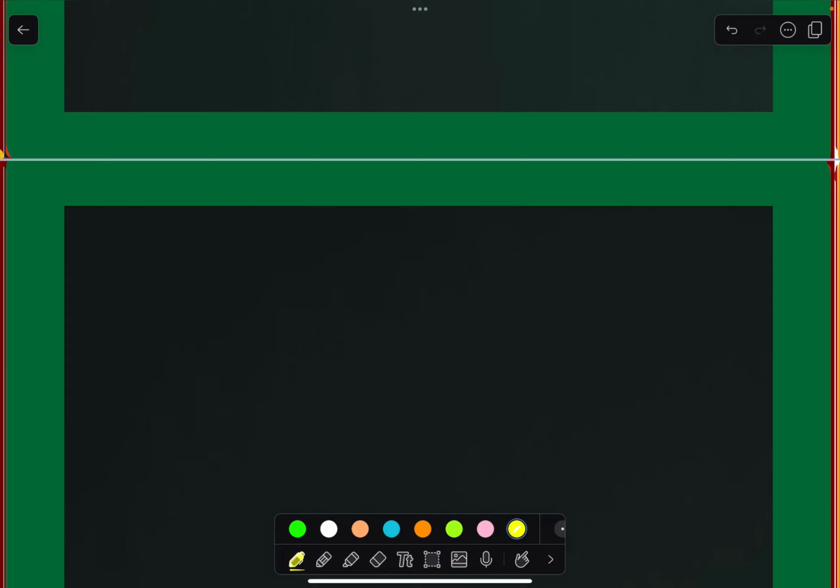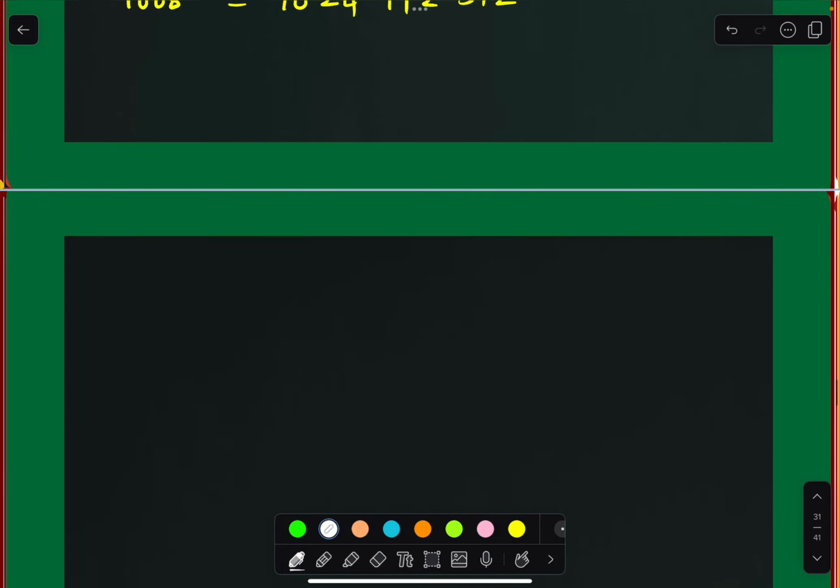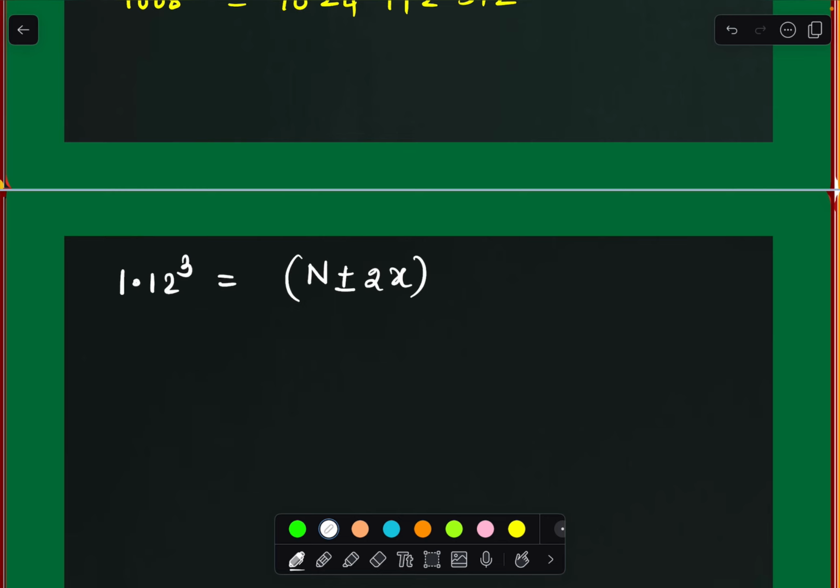Suppose I want to calculate the decimal case also, it is very simple. We'll see that. Suppose I want to calculate 1.12 whole cube. Now see this one also according to the formula concept. To the number we can add or subtract 2 times its surplus or deficiency value in the leftmost part. And the middle number is 3 times its surplus or deficiency square.